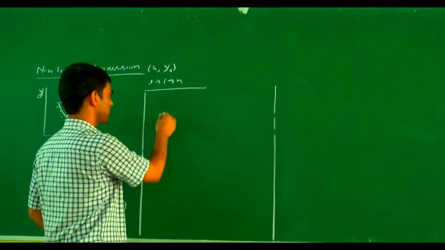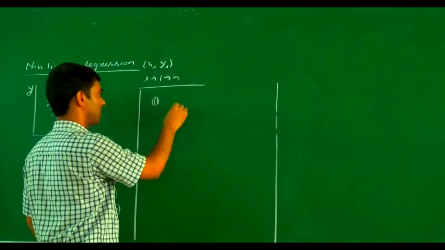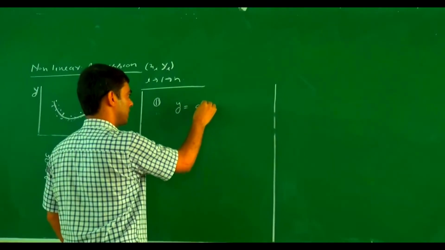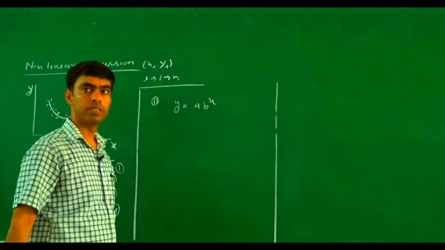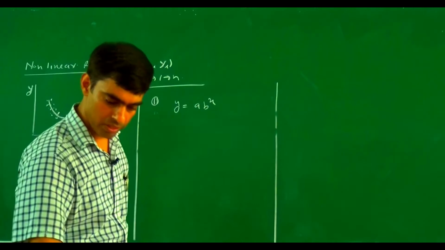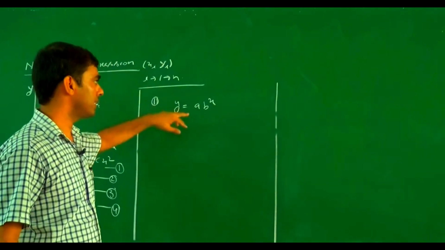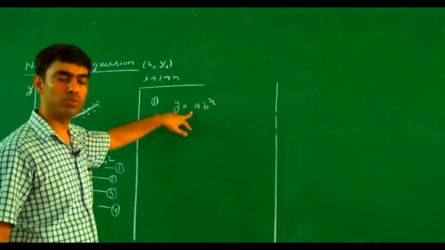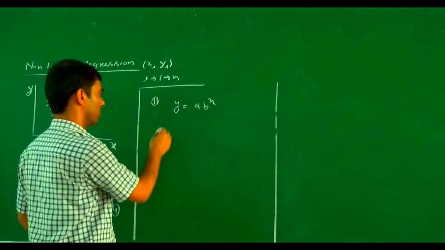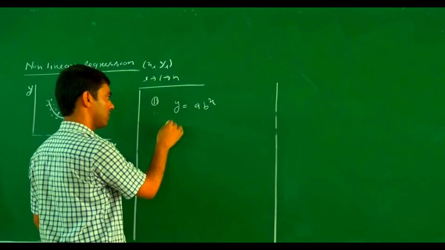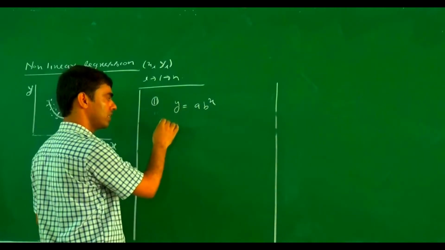The second form is y equals ab to the power x. So how do we solve such problems? Here y equals ab to the power x. After taking the log, this is converted into a linear regression. So how do we solve this? What will happen?